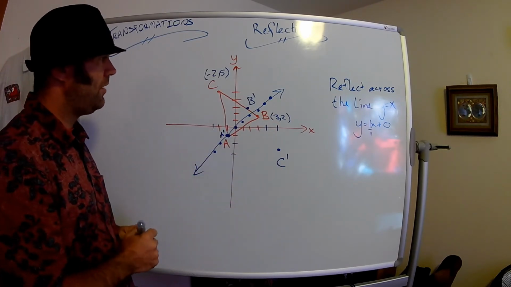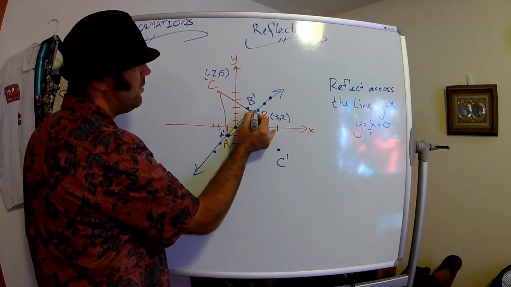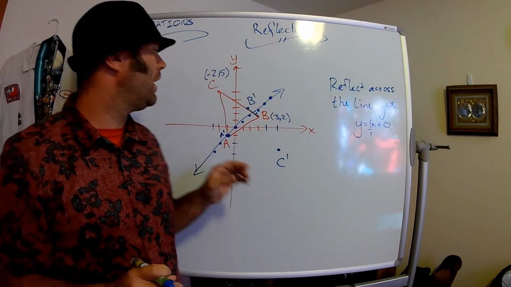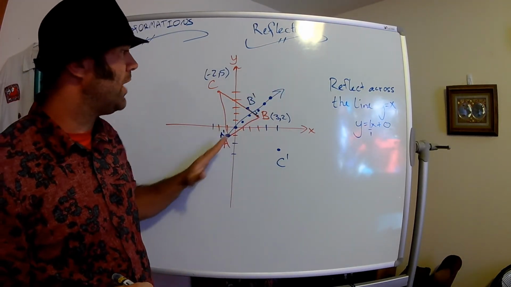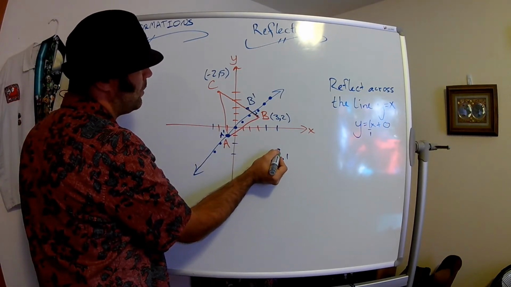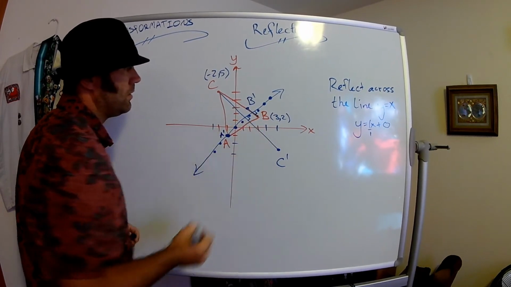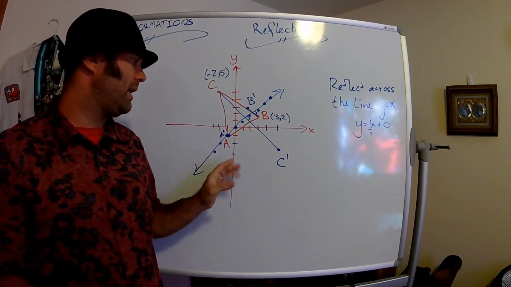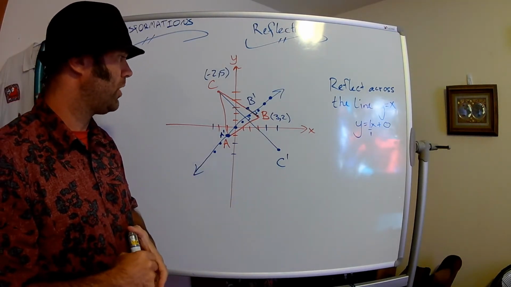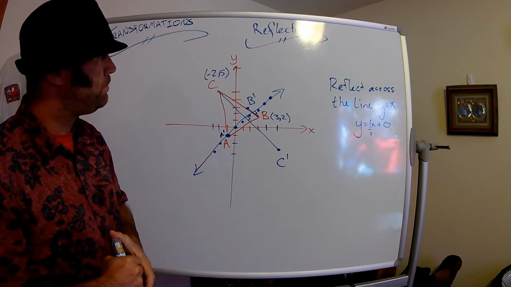In all of these cases, from B to B prime is a perpendicular line to the line y equals x. From C to C prime, if we were to draw a line, is also perpendicular. And then A to A prime didn't move at all, so there's no line to draw. They're just on the line of reflection. Okay?